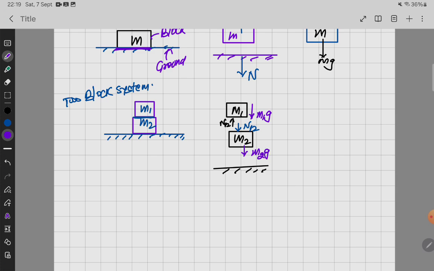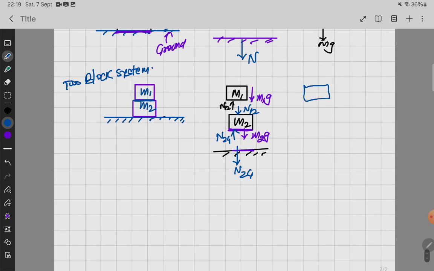This is so clear. Now here there is a contact between block 2 and this ground surface, right? So now block 2 will apply normal force n2g between block 2 and ground. Similarly here this ground will again apply the same amount of force in the opposite direction. So this is n2g, right? So now I am drawing more clearly here.